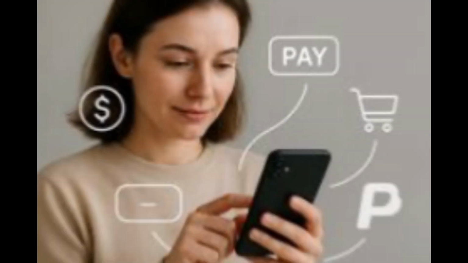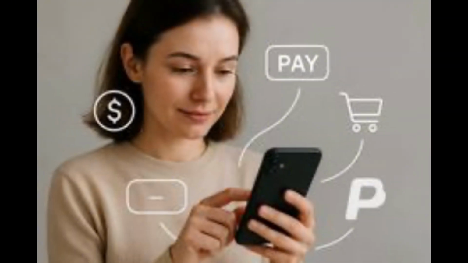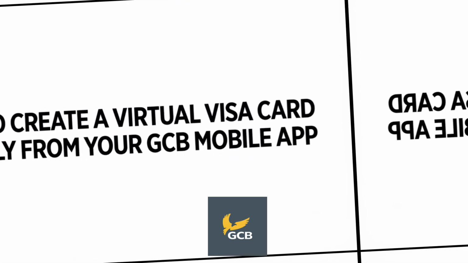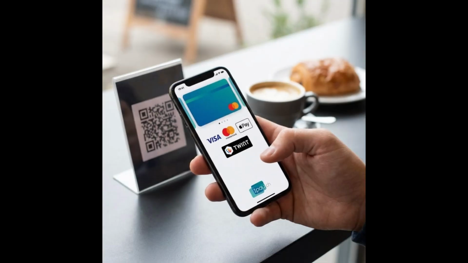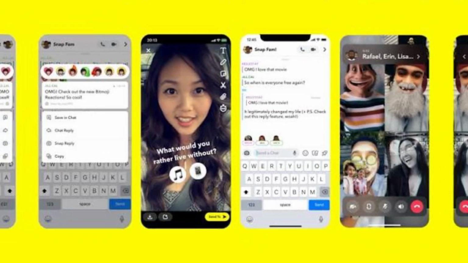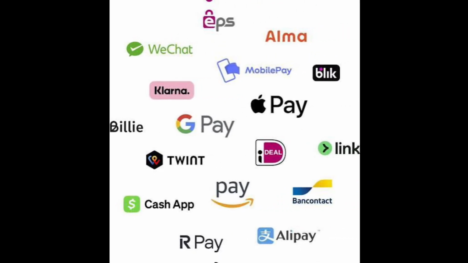In today's video, I'm going to show you how to create a virtual Visa card directly from the GCB Mobile App. This virtual card allows you to make secure online payments for services like Netflix, Spotify, Apple Music, Amazon, Snapchat, and many other websites that accept Visa cards.